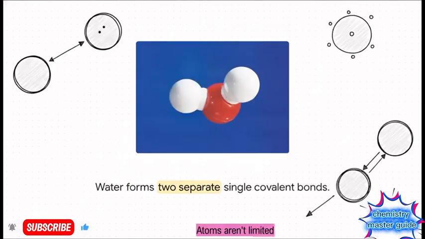But here's the thing. Atoms aren't limited to just one partner. Take water, for instance, H2O. An oxygen atom has 6 valence electrons. It needs 2 more to hit that magic octet. Now, since a hydrogen atom only has 1 electron to offer, oxygen actually needs 2 completely separate hydrogen atoms. It shares 1 pair of electrons with the first hydrogen and a second pair with the other. Oxygen gets its 8, each hydrogen gets its 2. It forms 2 completely separate single covalent bonds.